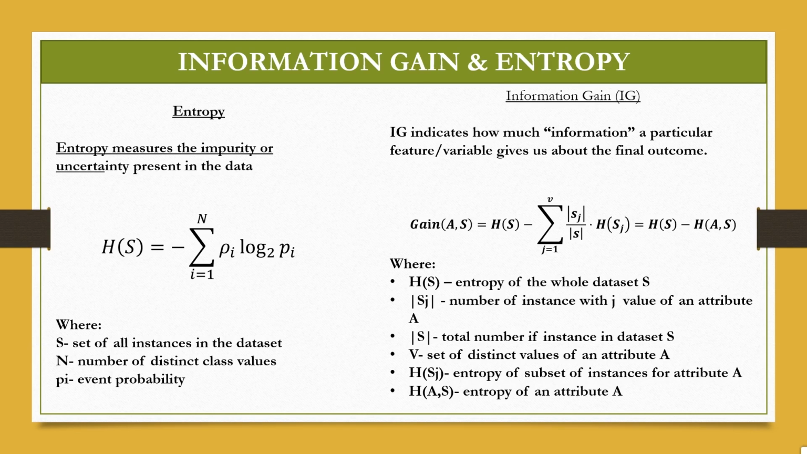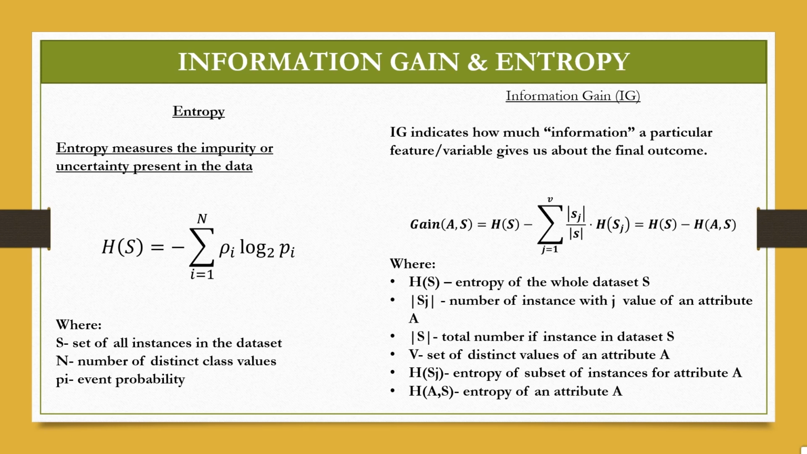Entropy is generally the measure of any sort of uncertainty that is present in the data. It can be measured by using this formula. Here S is the set of all instances in the data set, or data items in the data set. N is the number of different classes in your data set. P is the event probability. Now this might seem a little confusing to you all, but when you go to the use case, you'll understand all of these terms even better.